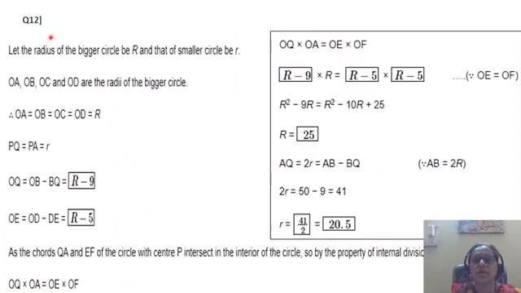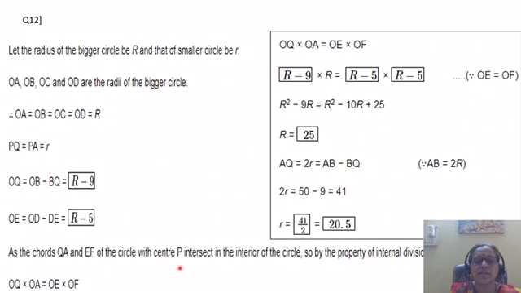Your question number 12 in activity form. Let us solve this. Radii of the bigger circle you have capital R. Then radius of the smaller circle, PQ is equal to PA is equal to r. Find out OQ, capital R minus 9, OE, capital R minus 5.